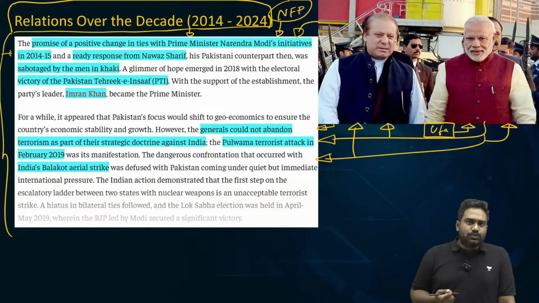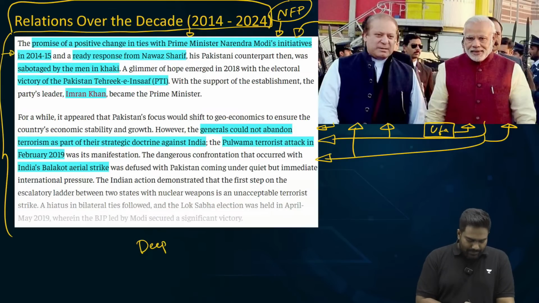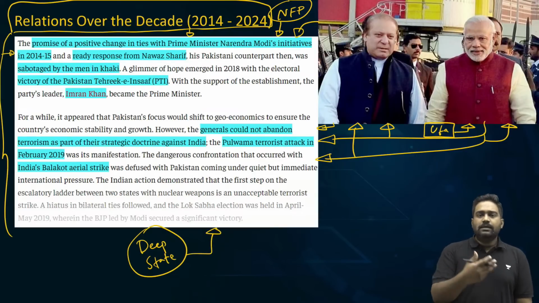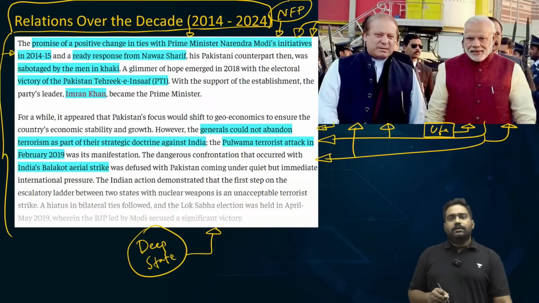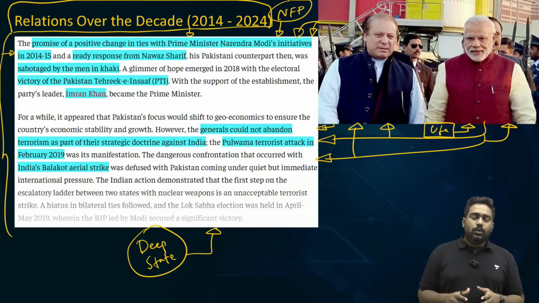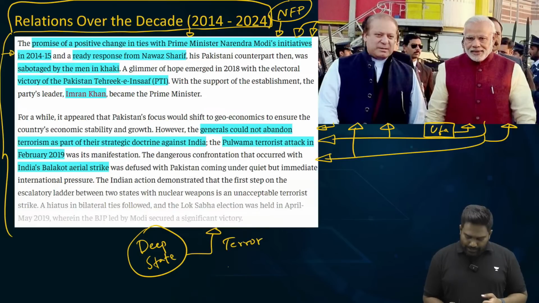But as the relations were improving, as we have always seen with Pakistan, the improvement in relations is often broken by the deep state of Pakistan. We have seen this happening repeatedly under Prime Minister Vajpayee as well. When Vajpayee had reached out to Nawaz Sharif and improved the relations, immediately we saw that the relationship was disrupted with deliberately planned terror attacks to break the friendly relationship.